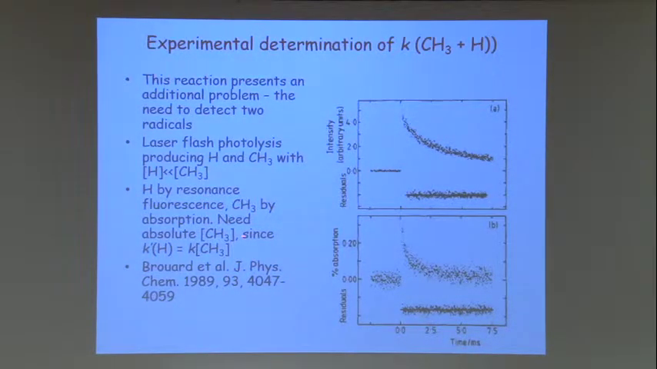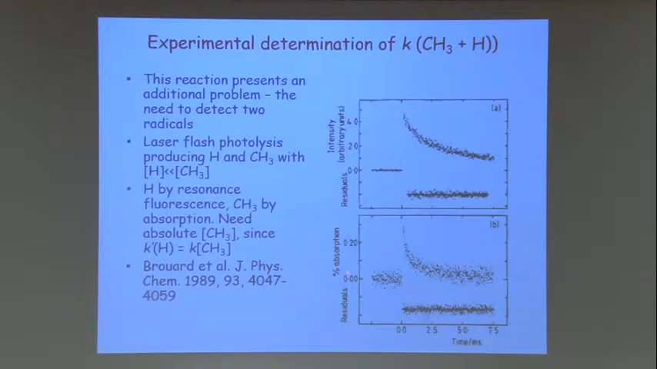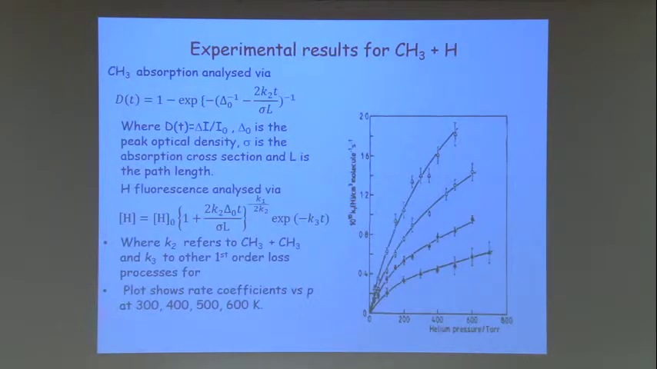So you use absorption then to determine what the CH3 concentration is. And there's the decay of the hydrogen atom, and there's the decay of CH3. And these are the experimental results. The CH3 absorption is analyzed according to this expression here, which comes from 1 over CH3 is equal to 1 over CH3 naught plus 2K2T, where K2 is the rate constant for CH3 plus CH3.